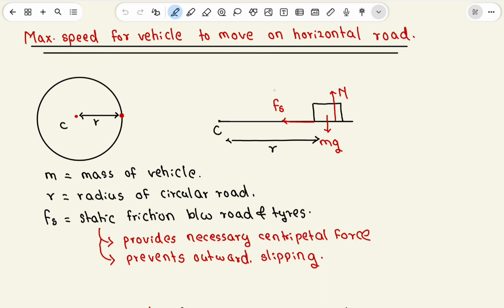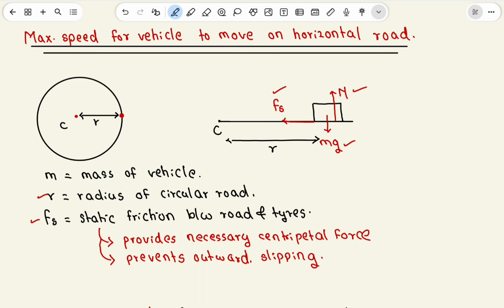So let us see the forces that are acting. So we have a static friction force which is acting towards the left. Then we have normal reaction, and then we have weight, that is mg. R is nothing but the radius of the circular track. So we have some notations to go further with the derivation. M is nothing but the mass of the vehicle, R is the radius of the circular track, and Fs is the static friction which is acting between the road and the tires.